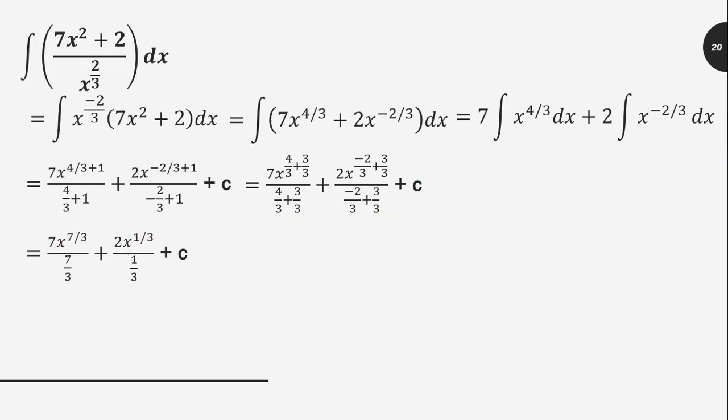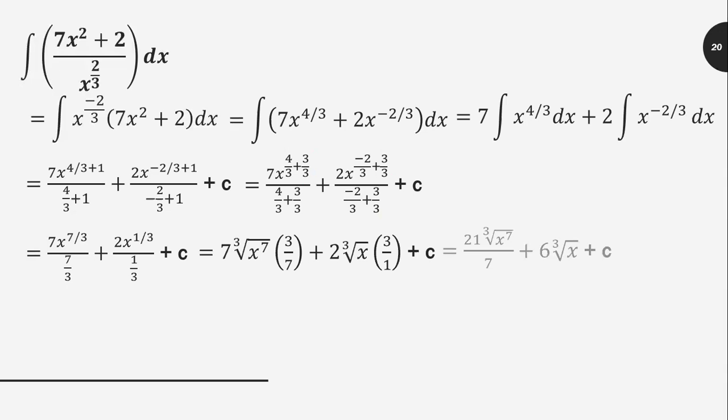Next, we apply KFR. So that becomes 7, the cube root of x raised to 7, times 3 over 7, plus 2, the cube root of x, times 3, since the reciprocal of 1/3 is 3, plus c. Then that becomes 21 over 7 cube root of x raised to 7, plus 6 cube root of x, plus c. Simplifying 21 and 7, that becomes 3x squared, the cube root of x, plus 6 cube root of x, plus c.